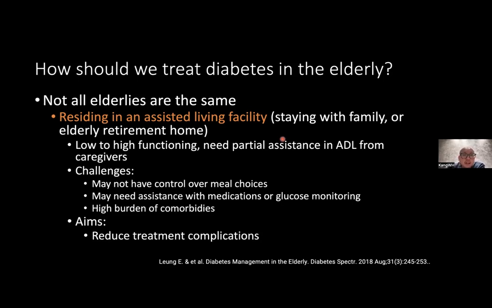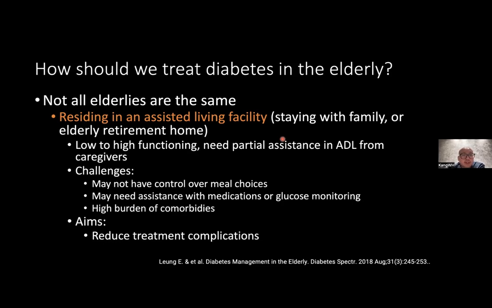So the challenges in these patients are that they may not have control over meal choices. So they cannot decide what they want to eat today. So they entirely depend on their caretakers. If the caretakers give you a lot of food, then they'll get a lot of food. If they are given a poor selection of food, then their meal choices will be very, very limited. And they cannot check their sugar on their own. They may need caretakers to administer medications to them, and they may have a high burden of comorbidities. So they may have heart failure, heart diseases, eye diseases, kidney diseases, etc.